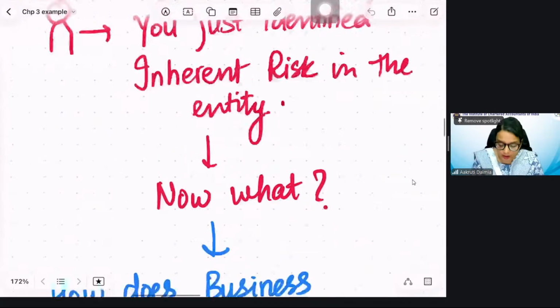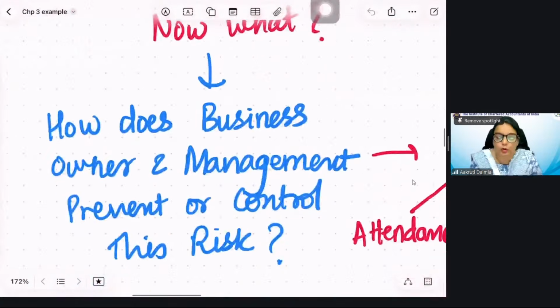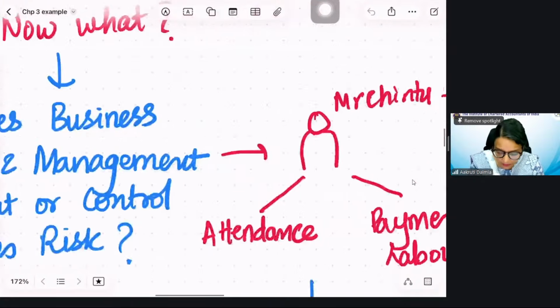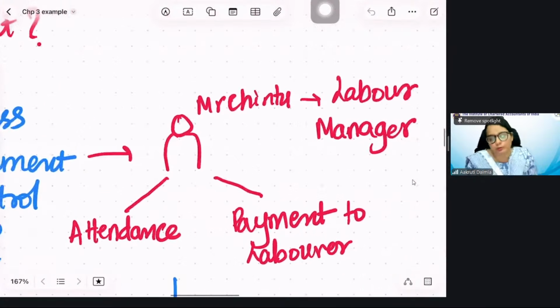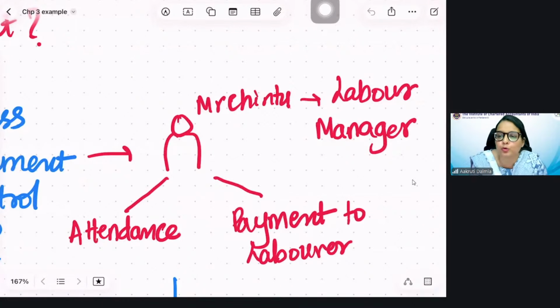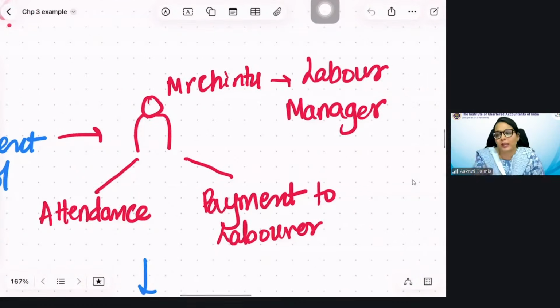So now how does the business owner and management prevent or control this risk? They have created a system. So there is Mr. Chintu. Mr. Chintu is the labor manager. He does two things. He collects the attendance every day. He maintains a very nice attendance register, and he also makes the payment to the laborers. Now you tell me, is this system good?